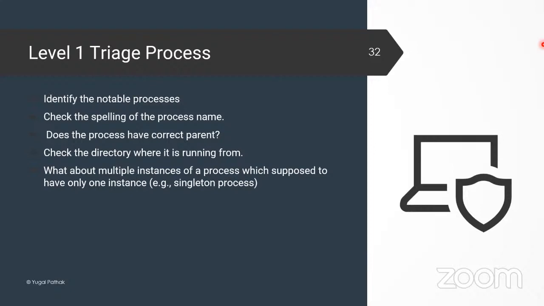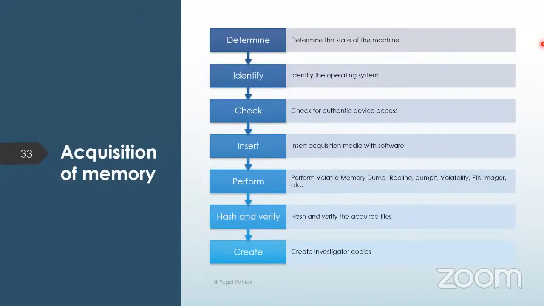Does the process have the correct parent when you're doing the analysis? Check the directory it is running from, and whether there are multiple instances of a process which is supposed to have only one instance. We should check all these whenever we are doing the live triage of the system, because there may be something malicious running on the system, and once you shut down the system and seize the hard disk, you will not be able to access this live information which was available in the system. Now, acquisition of memory is very, very important.